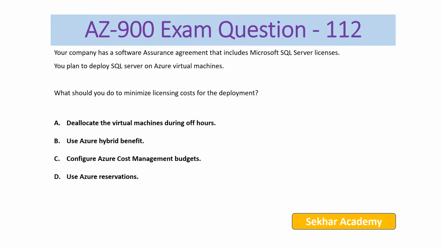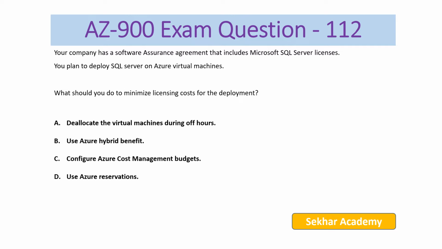AZ-900 exam question number 112. Your company has a software assurance agreement that includes Microsoft SQL Server licenses. You plan to deploy SQL Server on Azure virtual machines. What should you do to minimize licensing costs for the deployment? The options we have: A. Deallocate the virtual machines during off hours. B. Use Azure hybrid benefit. C. Configure Azure cost management budgets. And D. Use Azure reservations.